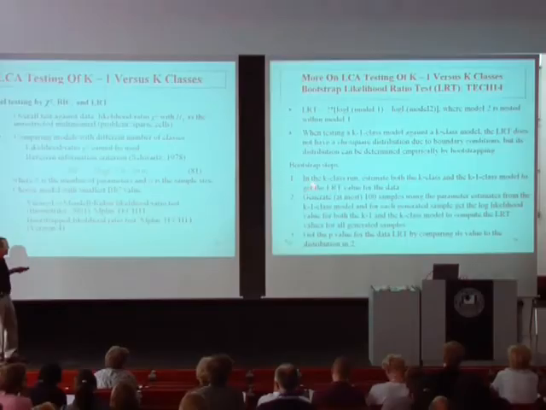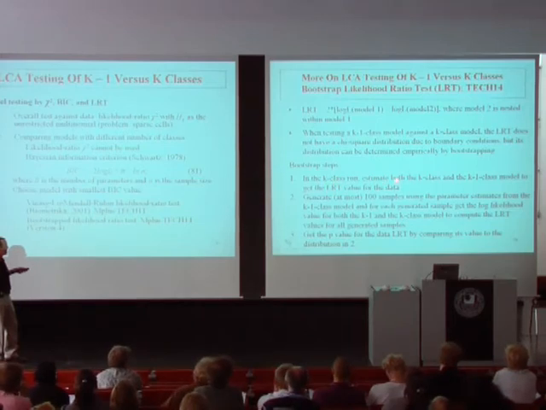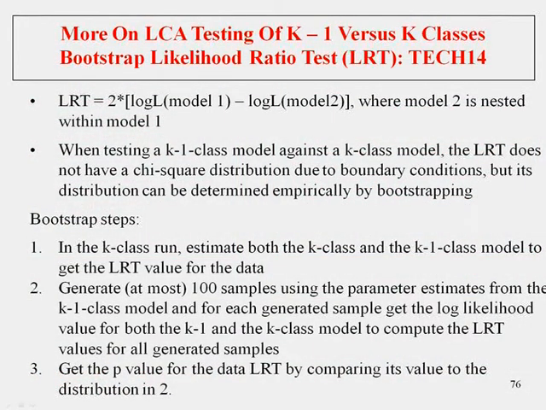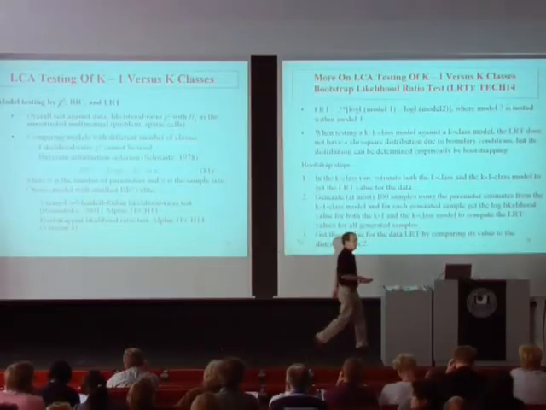And here are the steps. In your K-class run, 3-class say, estimate both the 3-class model and the 2-class model to get the likelihood ratio value for the data. And then in step 2, you generate artificial data, say 100 samples, using the parameter estimates from, in this case, the 2-class model, and then fit the 2-class and the 3-class model, 1 class too many, to compute this artificial data log likelihood ratio test for all of these 100 samples. And then you get a distribution of such test values.